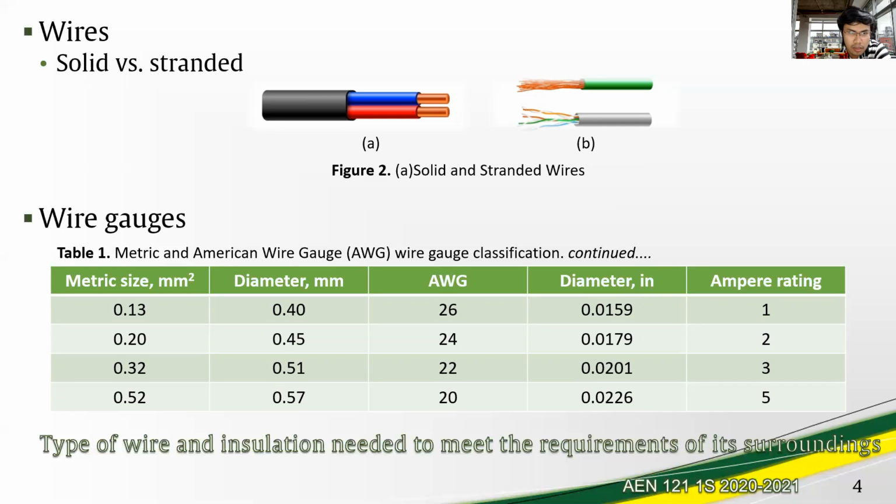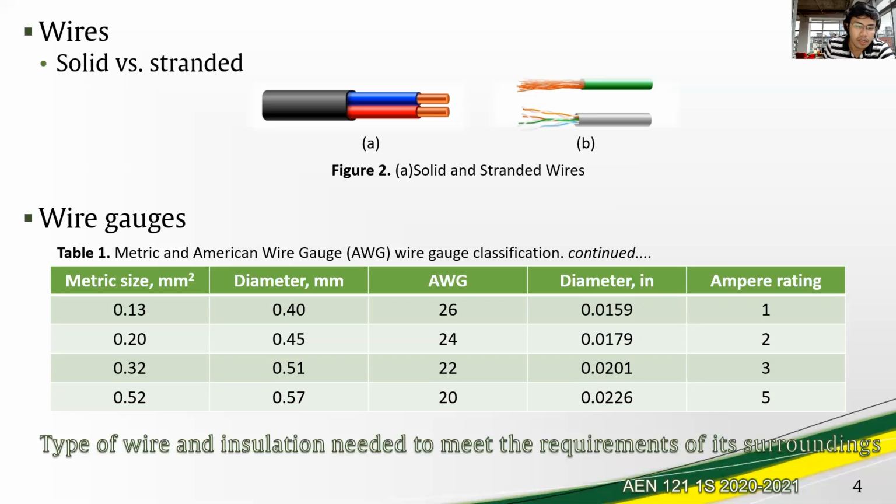Now we have table 1 showing us the metric and American wire gauge or AWG classification. We have the metric as the official system in the Philippines, but we can also make use of the AWG, which is also available in the market, and it actually follows the imperial system. And we have the ampere rating again. The ampere rating is the current that the wire is allowed to carry, and it's the very critical figure in sizing up a wire.